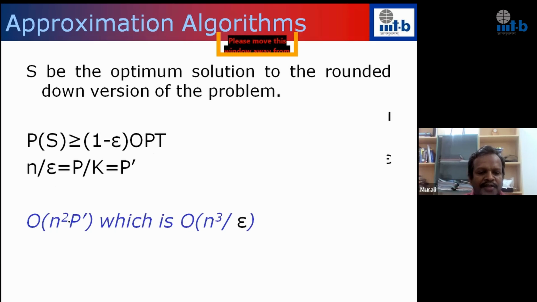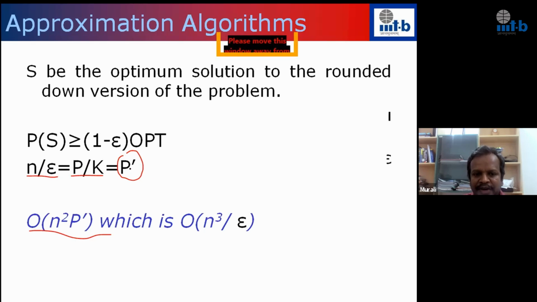Since P dash is going to be the maximum profit after rounding, the complexity of the algorithm, if you write down the dynamic programming, will be n square into P dash. But how does P dash compare? n into K is epsilon into P. So I wrote it as P dash is equal to P by K. So the P dash was defined as P by K.